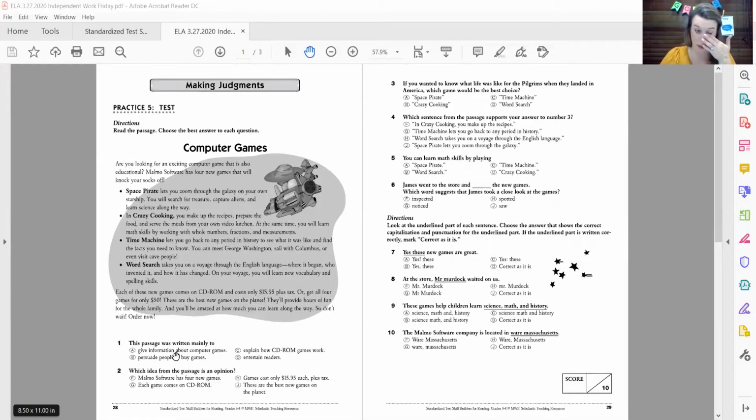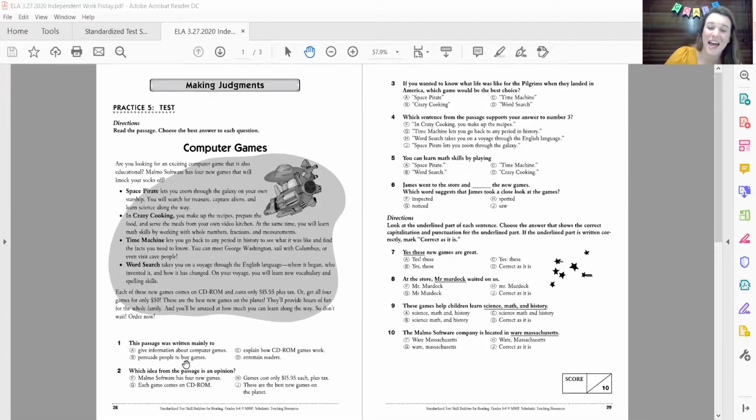Let me read the answers. Here we go. All right. This passage was written mainly to give information about computer games. I don't think they're giving you information. I mean, they do give you some, but I don't think it was mainly written just to give you information about computer games and what they are. Let's see. B, persuade people to buy the games.